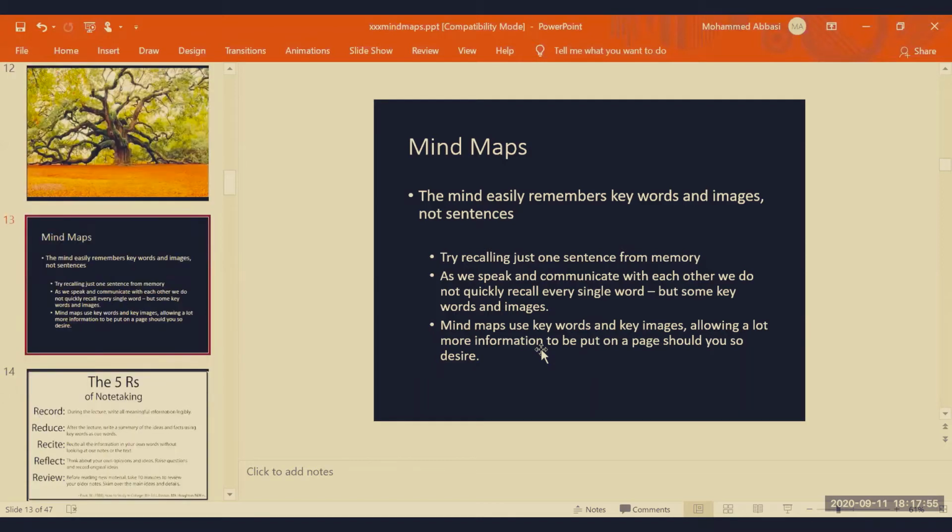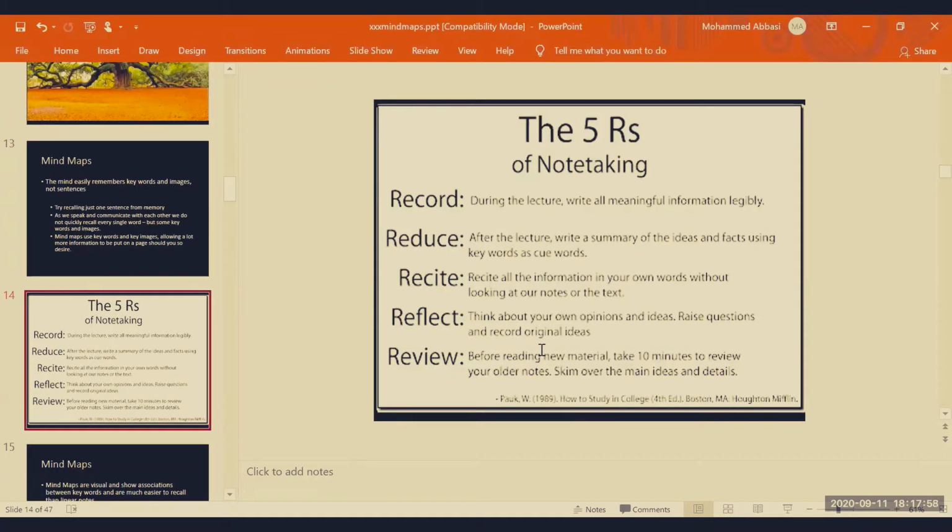Okay, now these are the 5 rules of note taking. You record, reduce, recite, reflect, review. Now remember back at university during a lecture, we write all the meaningful information so we can understand it. Whilst we are doing that, we're actually wasting time. We're looking down rather than at the lecture. We're not engaged emotionally, I guess, with what is being said, and we're just putting things down logically, trying to understand this. Then we take it home and try to review it.